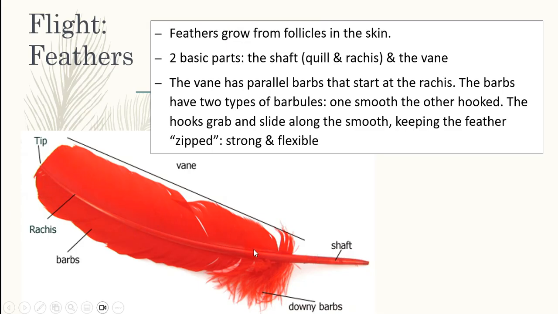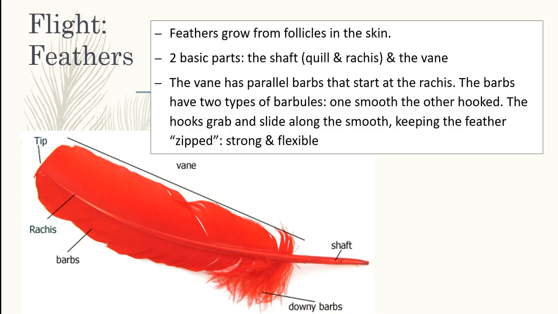That is. And then the vein, okay, where we have the rachis is part of that, and the barbs will be part of the vein, okay? So the vein has parallel barbs that start at the rachis. The barbs have two types of barbules. I'm going to show you a closer up picture here in just a minute. One smooth and the other one hooked.